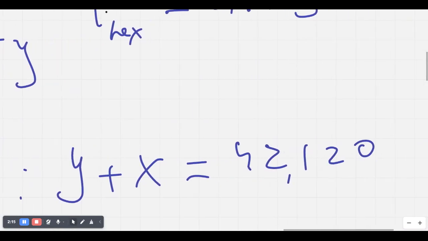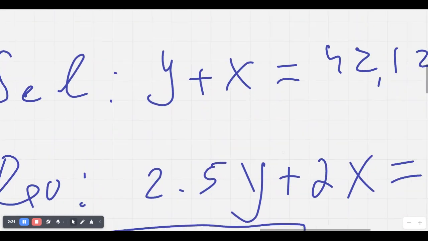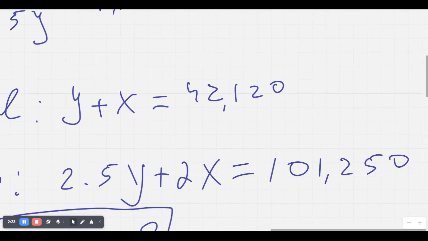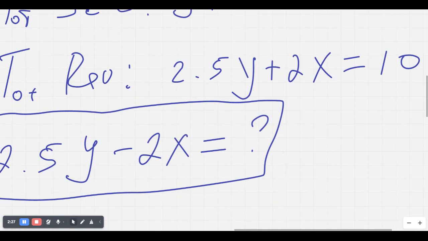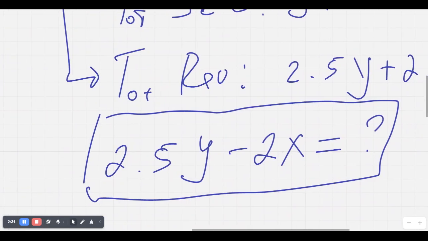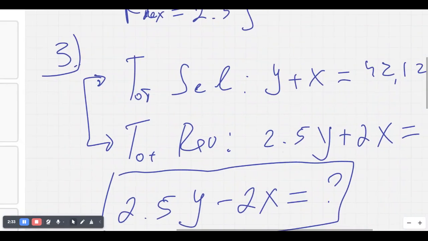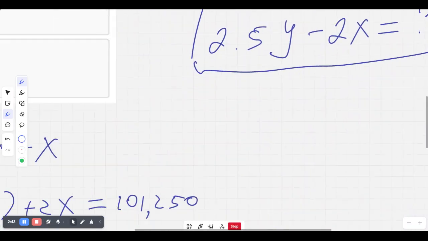Then I basically made a system and I said the total cost is going to be y plus x, 42 thousand, and so on. And the revenue is going to be 2.5y plus 2x, which is going to be 101,250. Then I said that we have to find 2.5y minus 2x. So what I did is that I used a simple system, right? You could as well use Desmos. I believe that with Desmos it's going to be even better, since you will find the exact values and you will have lower chances of making a calculation mistake.